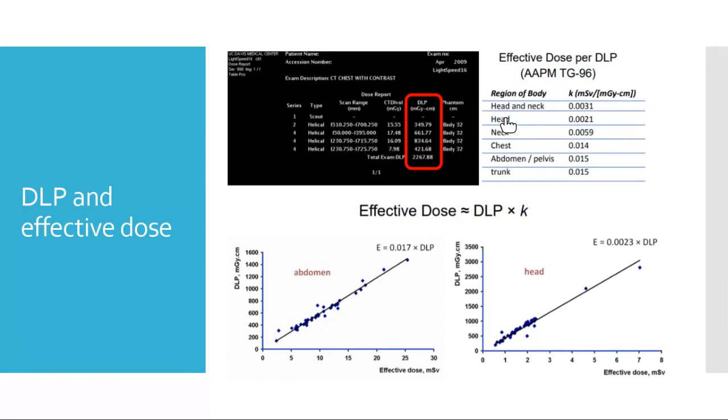You can see here a very small conversion factor for head and neck, and we have a very high conversion factor for the trunk, because the trunk has very sensitive organs while the brain has less sensitive organs, because you know that neurological tissues have radio-resistant phenomena.